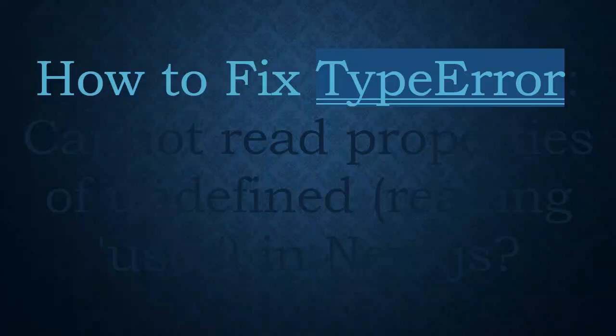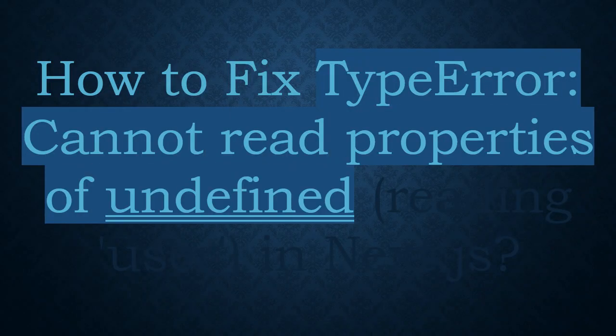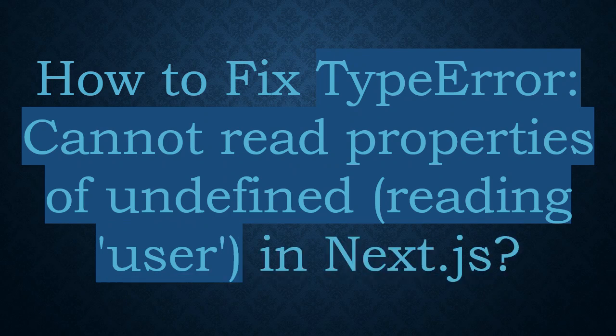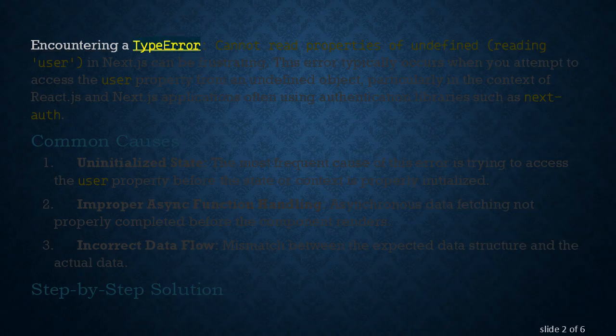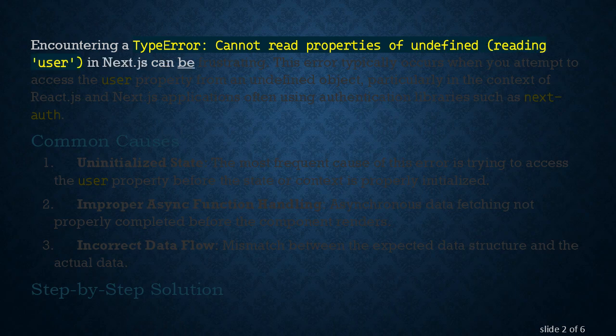How to fix "TypeError: Cannot read properties of undefined (reading 'user')" in Next.js? Encountering a TypeError, cannot read properties of undefined, reading user in Next.js can be frustrating.